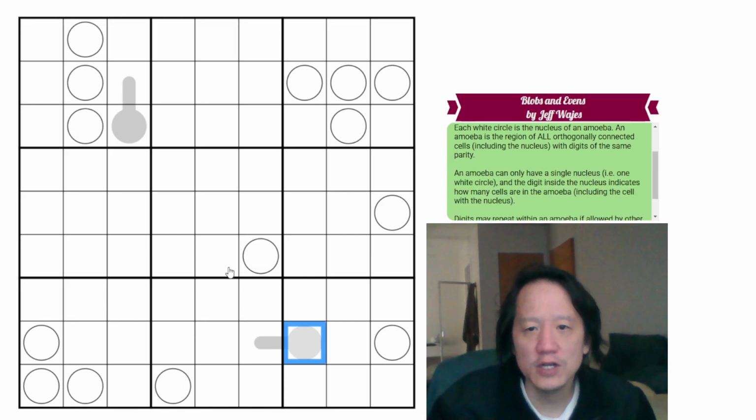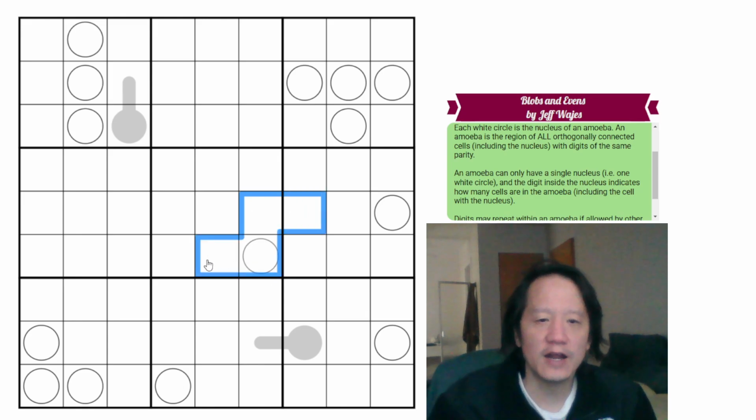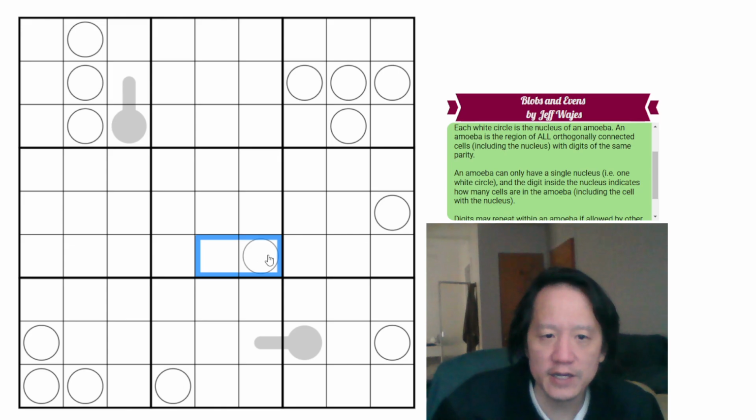Each white circle is the nucleus of an amoeba. An amoeba is a region of all orthogonally connected cells, including the nucleus, with digits of the same parity. Orthogonally connected just means that they share an edge, and every part of the region must be connected to another one by an edge, including the nucleus.